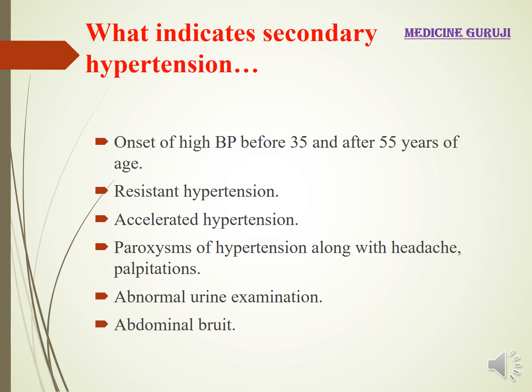What indicates secondary hypertension? You should remember this slide. Onset of high BP before 35 and after 55 years of age. The hypertension is resistant, accelerated, with paroxysms of hypertension along with headache and palpitations. There is abnormal urine examination and abdominal bruit.